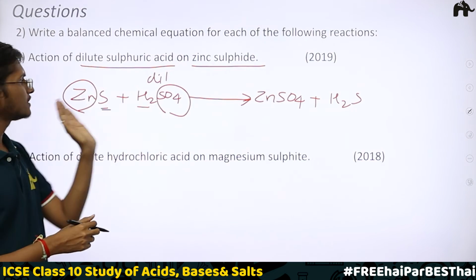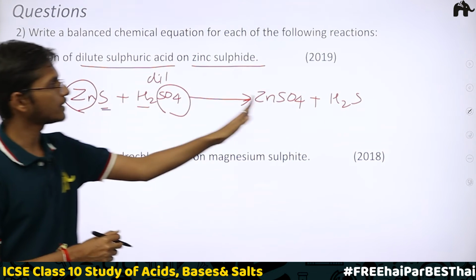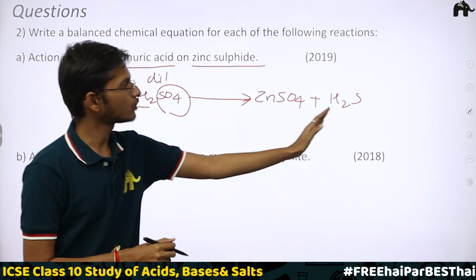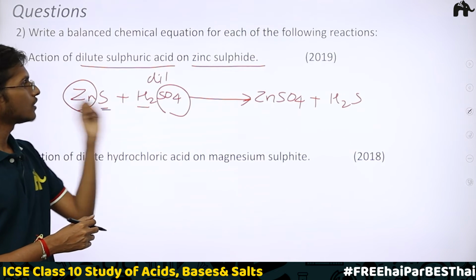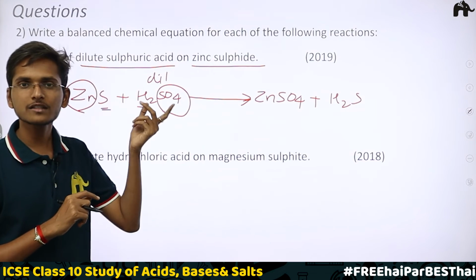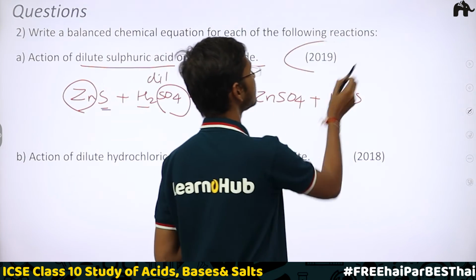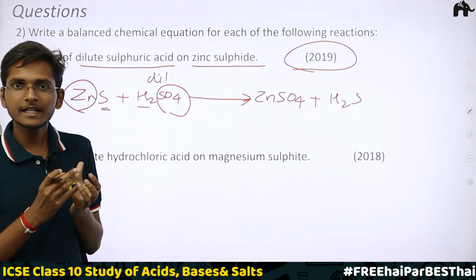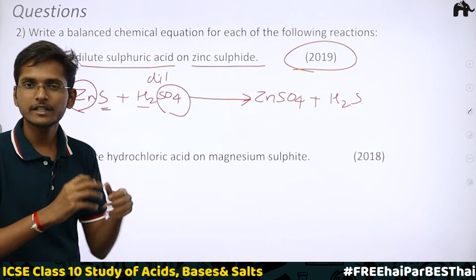Now balance the reaction: zinc, 1 and 1. Sulfur, here there are 2 sulfur atoms, and here there are also 2 sulfur atoms. Hydrogen, 2 hydrogen atoms and 2 hydrogen atoms. Then sulfur we have balanced, and oxygen 4, so here also there are 4 oxygen atoms. So it's balanced. Now the previous 2 questions were asked in your examinations in 2020. This question was asked in your examinations in 2019. So see, what we have learned, we can apply it and solve the questions very comfortably, very easily.